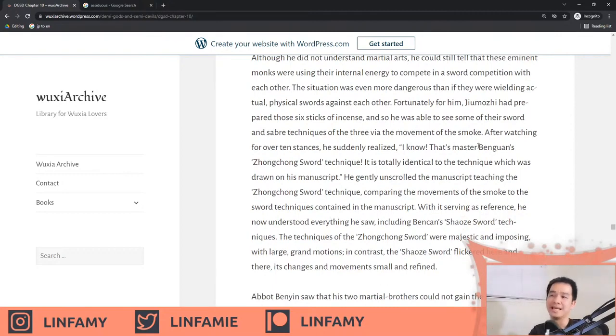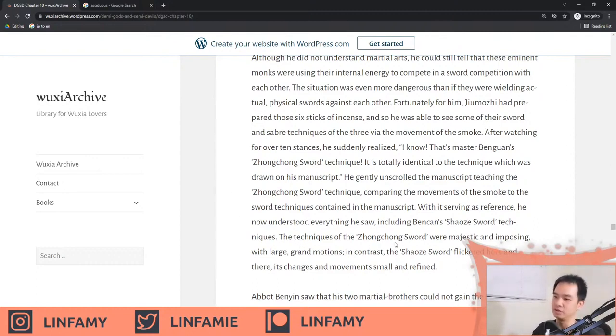After watching for over 10 stances, he suddenly realized, "I know, that Master Bun Guan's Zhongchong sword technique is totally identical to the technique which was drawn on his manuscript." He gently unscrolled the manuscript teaching the Zhongchong sword technique, comparing the movements of the smoke to the sword techniques contained in the manuscript. With it serving as a reference, he now understood everything he saw, including Bunsan's Shaozi sword techniques.